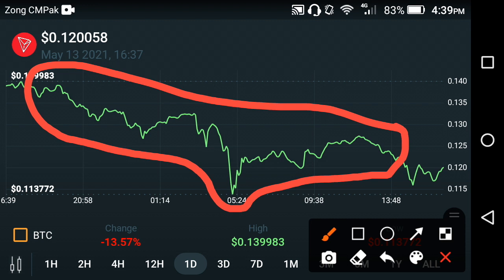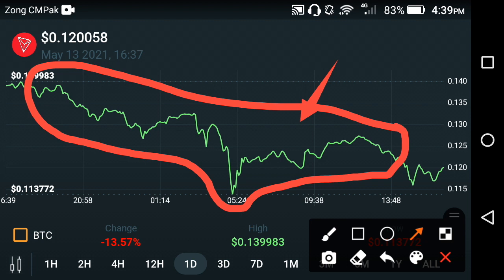So friends, why is the price falling fast? There is only one reason: the short-term investors, especially the short-term investors, are selling their TRX rapidly at this time, because they want profit and they take their profit from the TRX and go away from the market, friends, after taking the benefit.